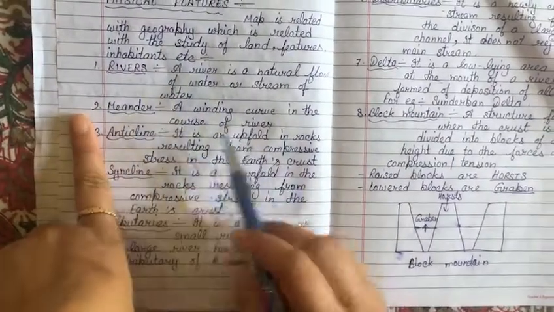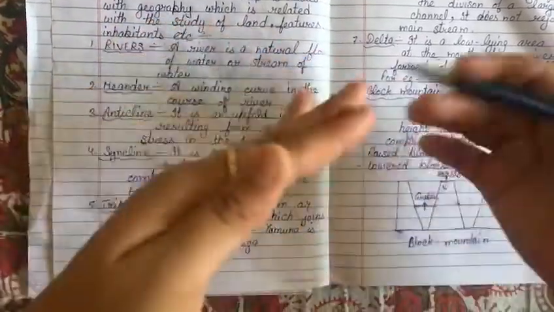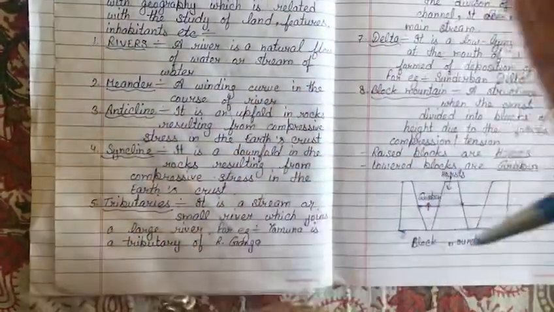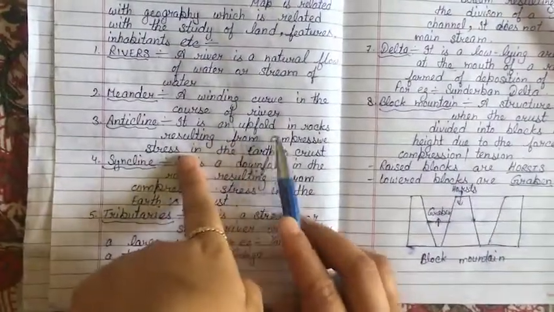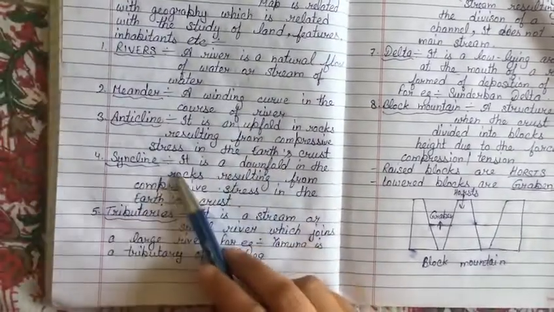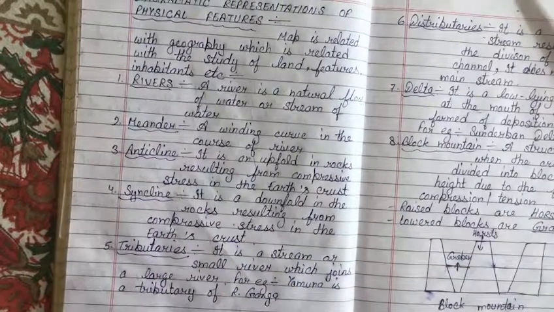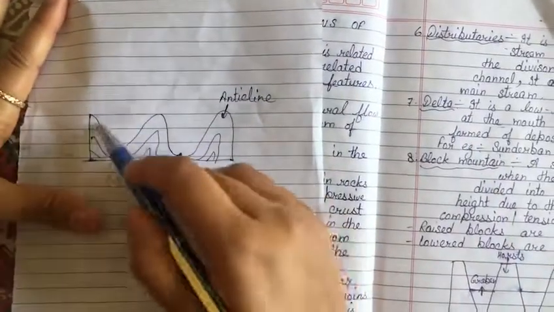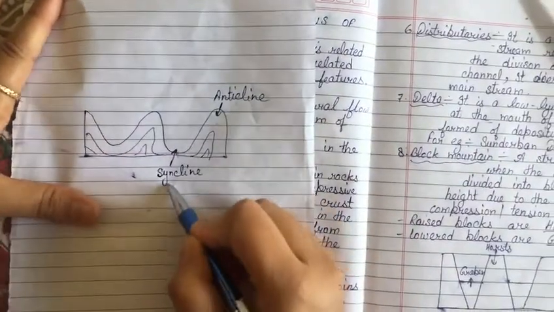Then meander, a winding curve in the course of a river. It's a winding curve. That means in the flow of the river, curves happen in the river course. That is a meander. Then anticline. Anticline is an upfold in rocks resulting from compressive stress in the earth's crust. And syncline is a downfold in the rocks resulting from the compressive stress in the earth's crust. I will show you one figure for this. This is anticline and this is syncline. On the earth's crust, these kinds of folds happen. The upfold is called anticline and the downfold is called syncline.